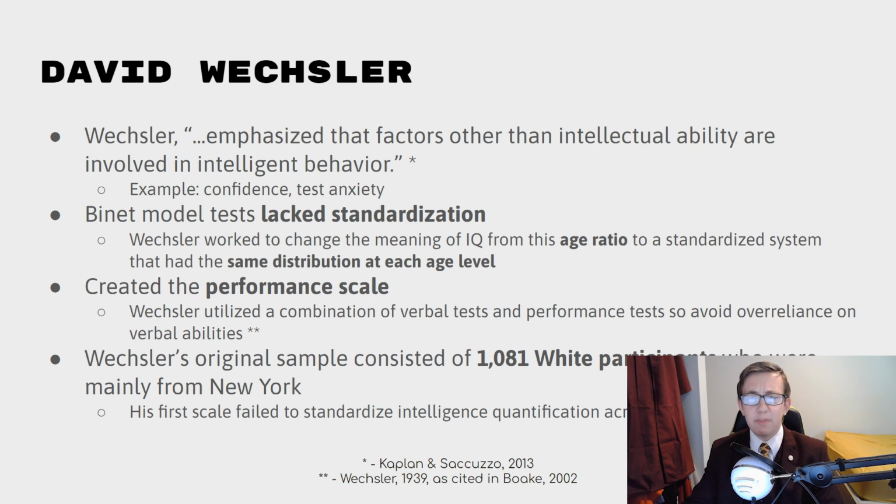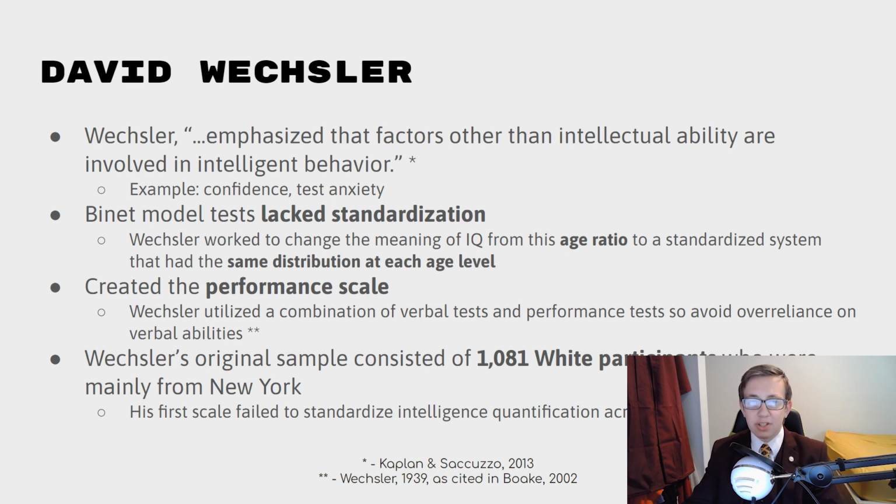He also really wanted to emphasize factors other than intellectual ability that are involved with intelligent behavior, as he put it. One of the things I had used as a great example was confidence and test anxiety. Test anxiety, most people could assume what that is. It's a form of trait anxiety that occurs whenever you're taking an examination. So think of it like, if I have severe test anxiety, I might have a high mental ability that's stifled whenever I go to take a test because of my test anxiety. Is that an accurate reflection of my cognitive abilities?